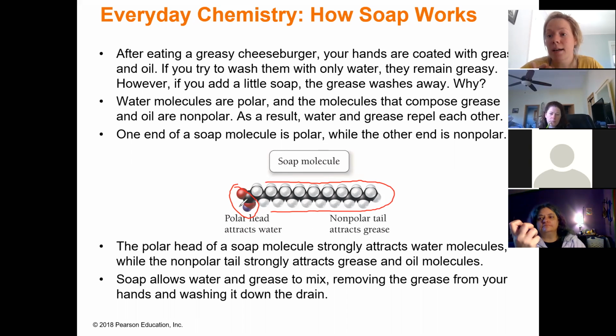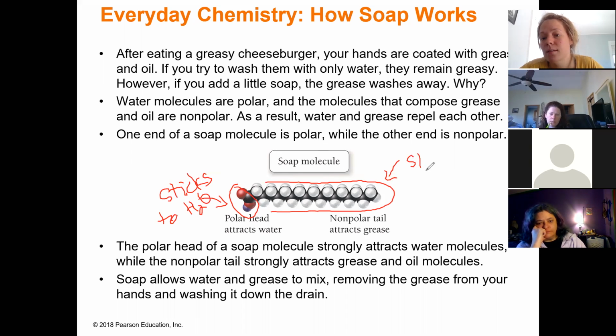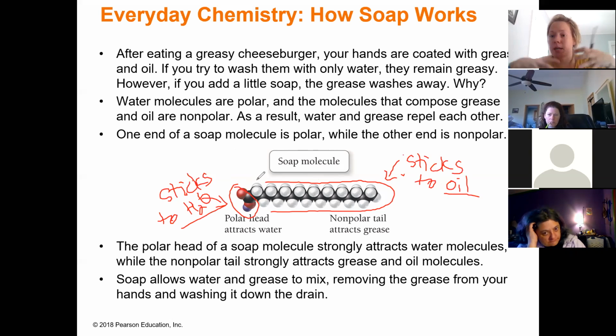So likes attract likes. The polar sticks to the water and the nonpolar sticks to the oil. So the soap molecule is acting as a bridge between these two things that don't want to attract each other. The water and the oil don't want to get together, but this long bridge helps bring them together. So now when you wash your hands, the oil attracts to the soap molecule and the water runs the soap off your hands, and then you can have clean hands.